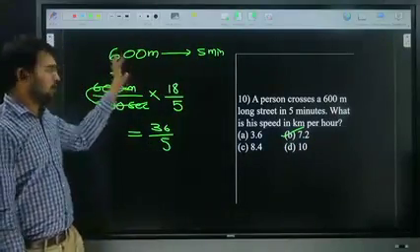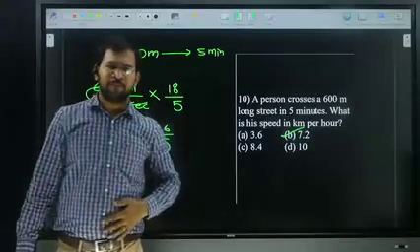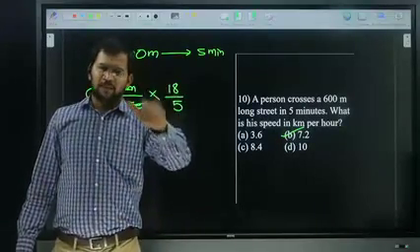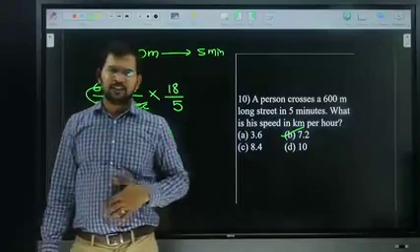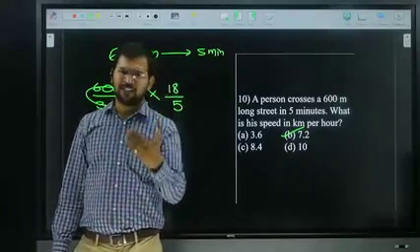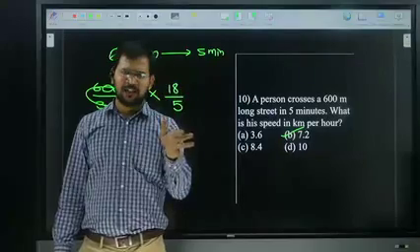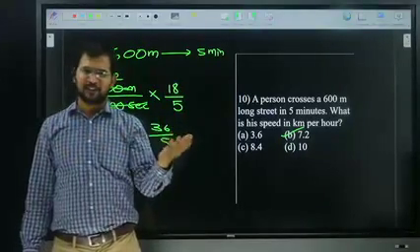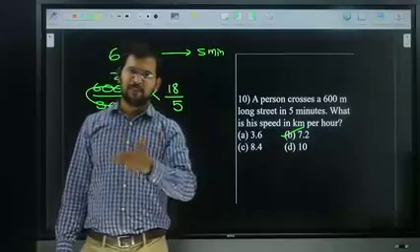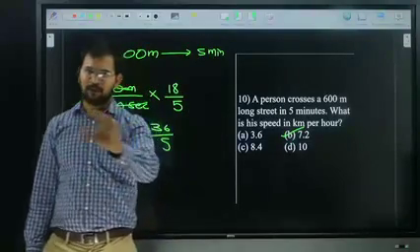In the exam there is no need to write this. Just one second, I will explain orally. 5 minutes is nothing but 600 meters. 60 minutes, how many times of 5? 5 12s are 60. Therefore 600 into 12, 7200 meters. 7200 meters is nothing but 7.2 kilometers. Your answer is 7.2 kilometers per hour.